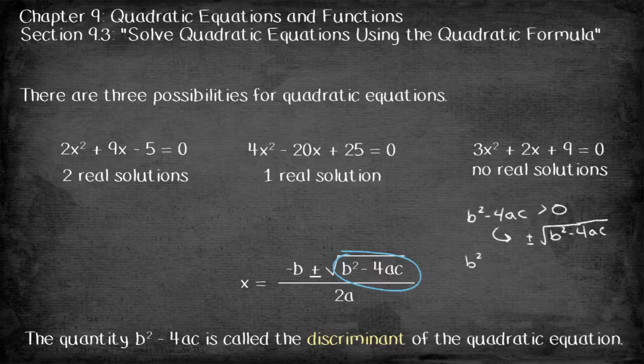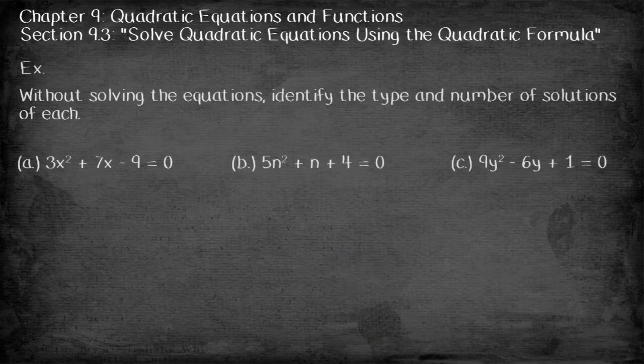If b squared minus 4ac is equal to 0, then we would have plus or minus the square root of b squared minus 4ac, except if b squared minus 4ac is equal to 0, this is actually just 0. So the part that gives you the two different solutions, the plus or minus part, becomes 0, and that's why you end up with only 1. And if it's negative, well, then you would be trying to take the square root of a negative number, which we know is not a real number.